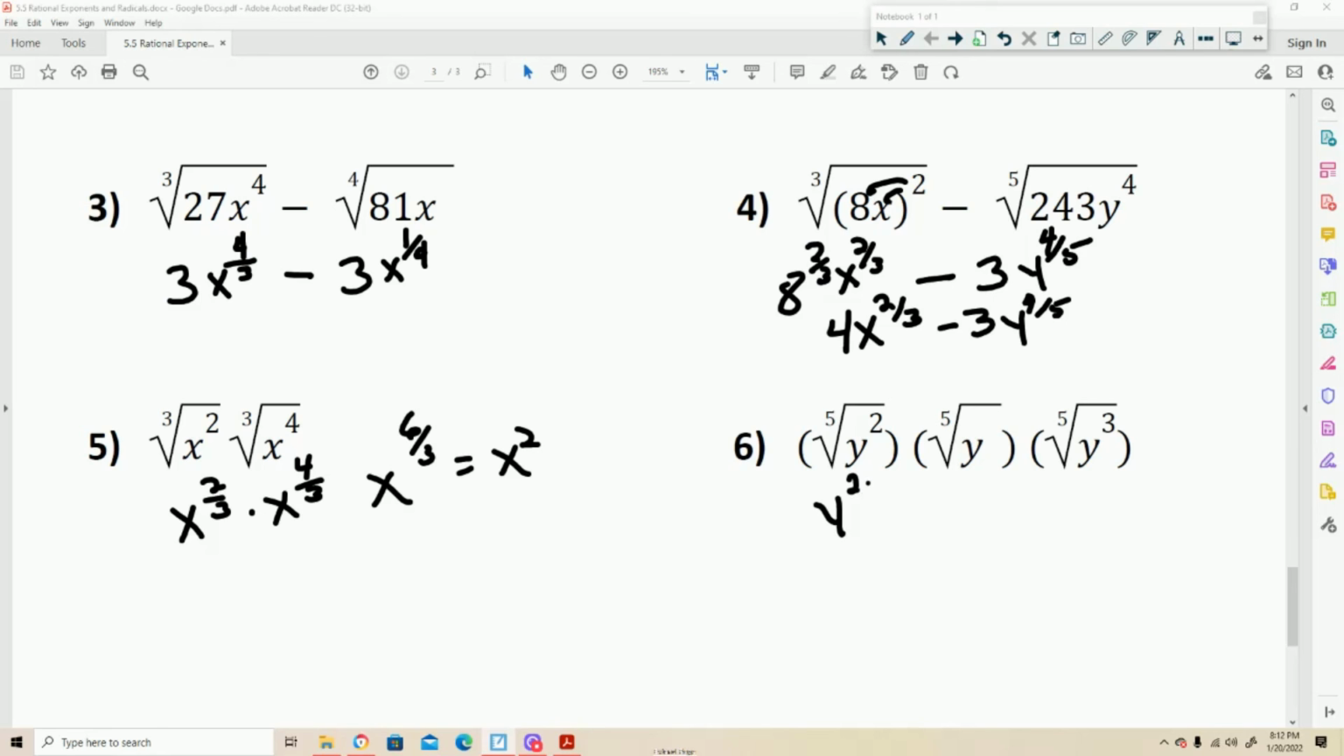Let's write all these out in exponential form. y to the 2/5 times y to the 1/5 times y to the 3/5. You're multiplying. They all have the same base. That means you add the exponents. And when we add, we get 2 plus 1 is 3 plus 3 is 6. y to the 6/5. And that's going to be our final answer. And that sums up this lesson.